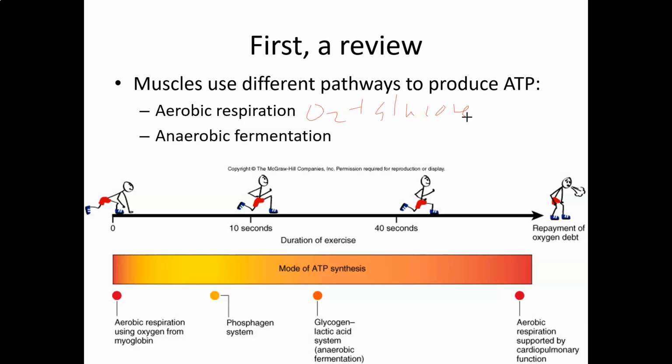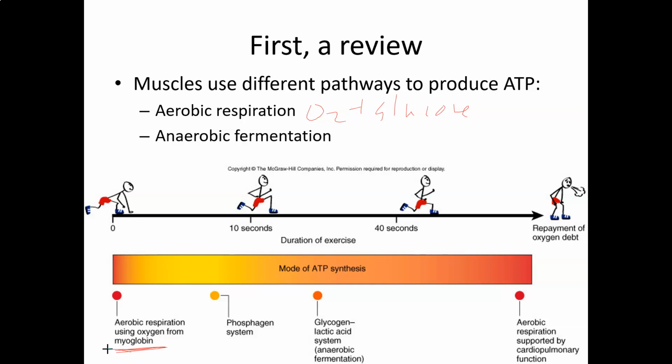So, that works well. Now, you've got ATP that's stored in the cells, and you've got a red pigment in the muscles called myoglobin that stores oxygen. So that's moment-to-moment ATP.